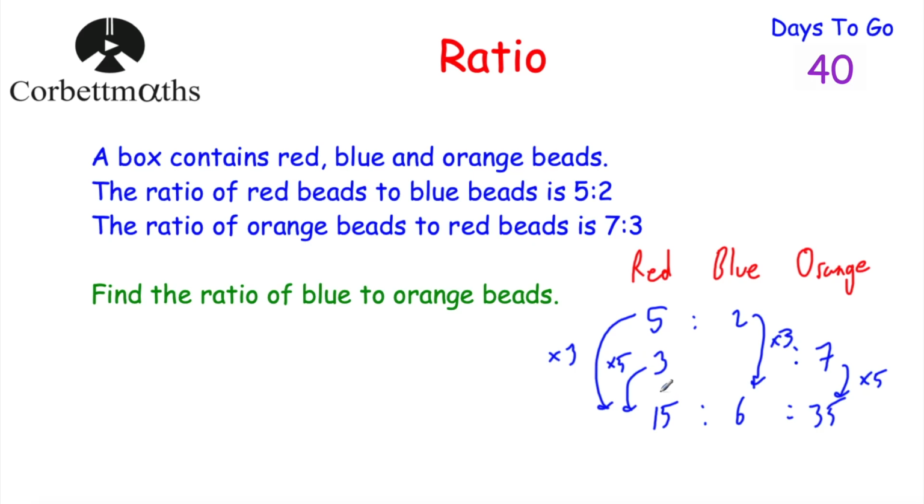And that's fantastic. We now know the ratio of red to blue to orange beads in this box. It's 15 to 6 to 35. So for every 15 red beads, there's 6 blue beads and 35 orange beads. And the question says write down the ratio of blue to orange beads. So we just need to look at these two numbers. The ratio of blue to orange would be 6 to 35. And that can't be cancelled down, so that's it. And if you got that, well done. You've done really, really well.